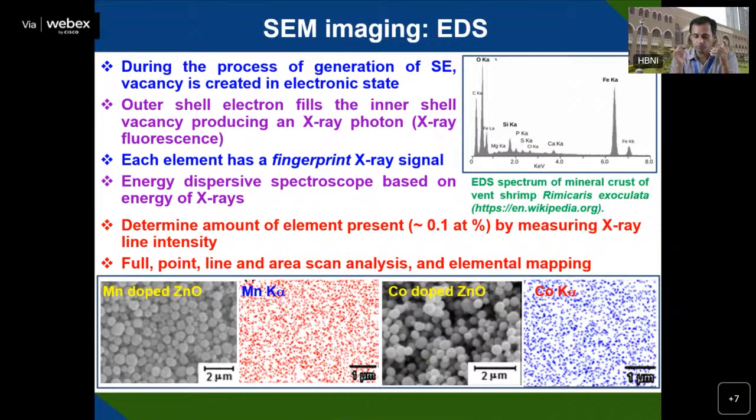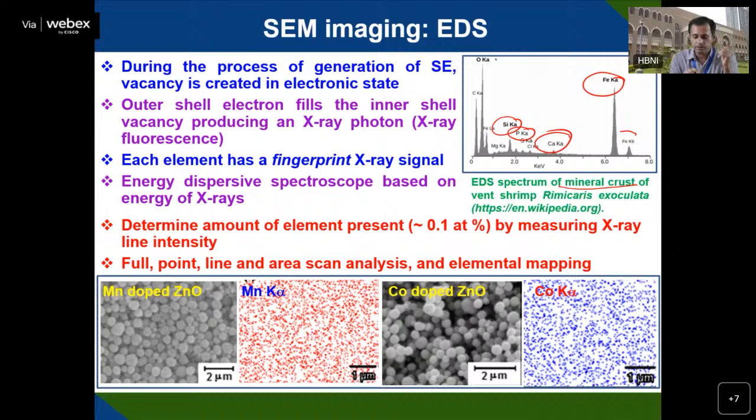So here, this is a mineral crust sample, where you can see that silicon is present, phosphorus is present, iron is present, and calcium is present. All these elemental analyses you can see by using a scanning electron microscope, even that specificity of the scanning electron microscope.